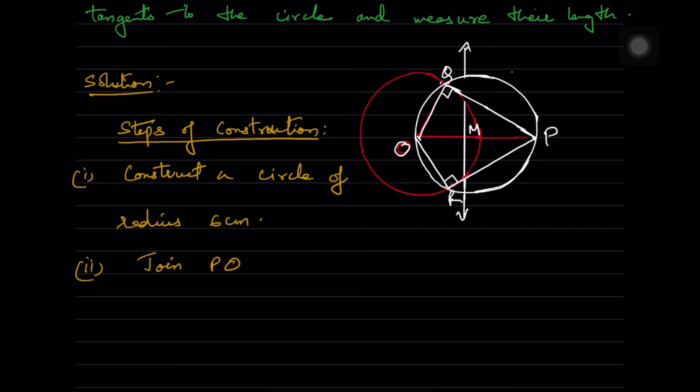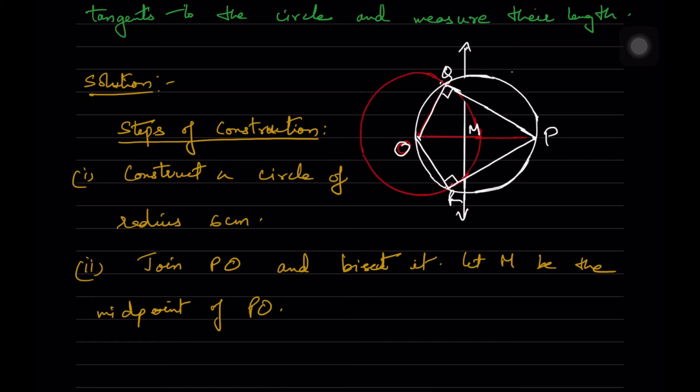Then join PO. This OP is equal to 10 centimeters. P is an external point outside the circle, and OP runs from the center of the circle to this external point. We bisect this line. After bisecting, let M be the midpoint of PO.